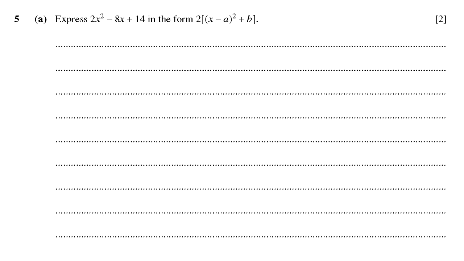Express 2x squared minus 8x plus 14 in the form 2 open the first brackets, x minus a squared plus b, close the first brackets. Well, the outside brackets and the inside brackets. That's not the normal form that we have for the turning point form of a quadratic. And so if we pay careful attention to that, we'll go, oh, but we can still make it look like that, right? So we are completing the square, and we're just not going to make it the normal turning point form.